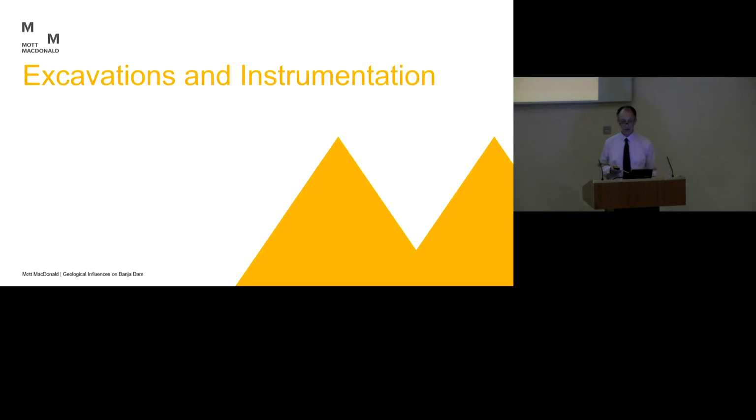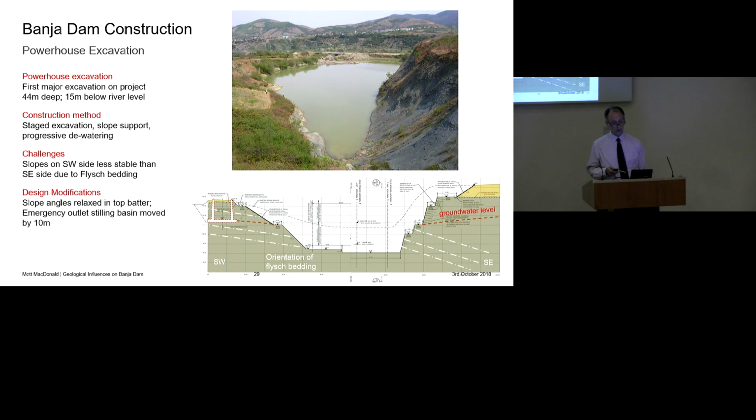So now I'm going to concentrate on the bit that I was most involved in, I guess, the excavations for the abutments, and particularly the left abutment, which had some considerable difficulties. So the first excavation we got involved with was this powerhouse excavation, the one that had been troublesome previously. This is the first major excavation on the project, about 44 metres deep, and it's 15 metres below river level.